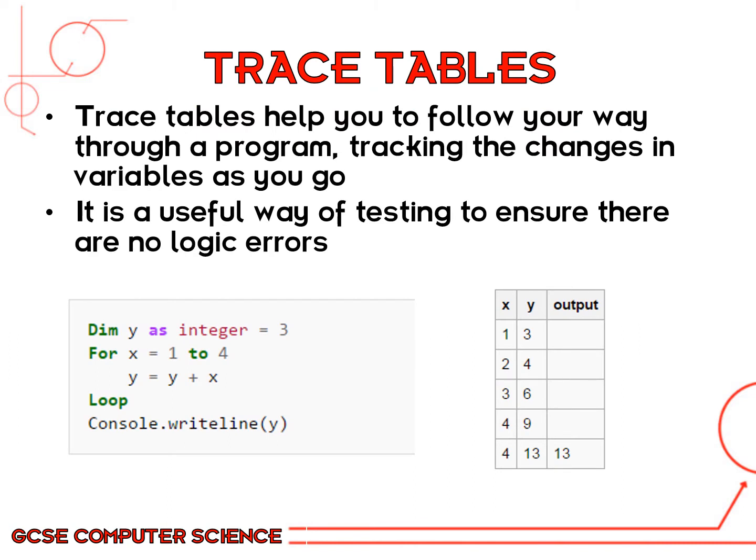So trace tables help you to follow your way through a program, tracking the changes in variables as you go. In other words, it's a way of seeing what the computer is actually doing, what is changing in its memory as you work through a program. It's also a really useful way of testing a program to make sure there are no logic errors.